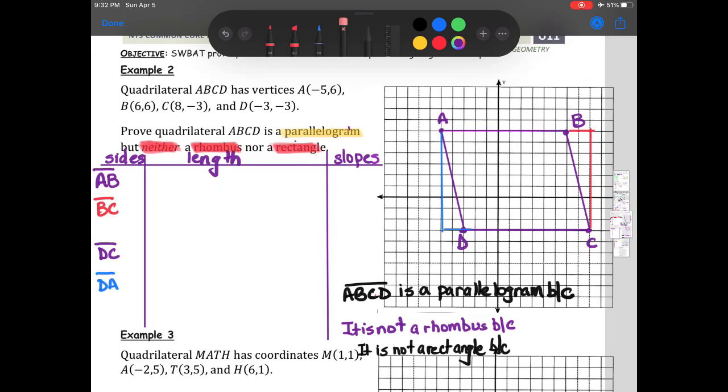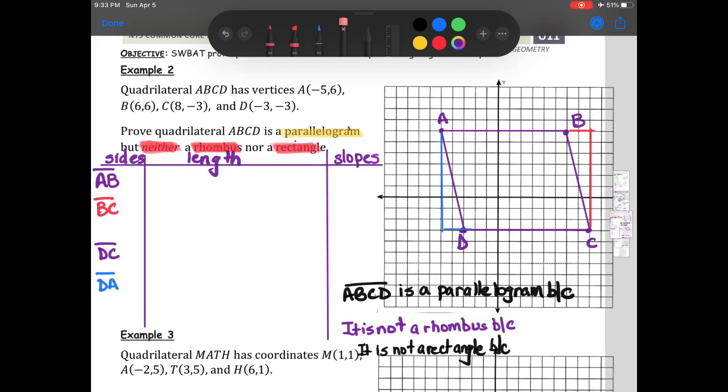So I would make a T-chart. The first column will always be your sides, because there are 4 sides in a quadrilateral. So you'll have all your 4 sides. I like to go in order. Then you might have to do length and slopes, or sometimes just either or, depending on what the question is asking. And in the end, there will be a conclusion, which we'll talk about in a bit.